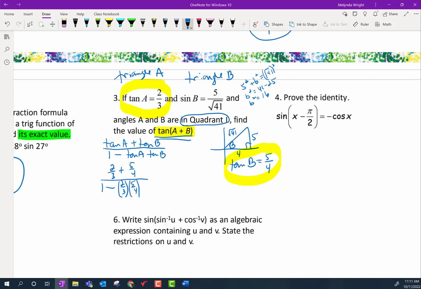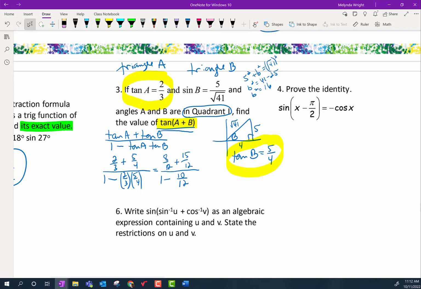So that's a big complex fraction, which is not okay. So I need common denominators in the numerator. So let's go to 12. That would be 8/12 plus 15/12 over 1 minus. Let's see, 2 times 5 is 10, and 3 times 4 is 12. Okay, so we're making progress. We're not done yet, but we're getting closer.